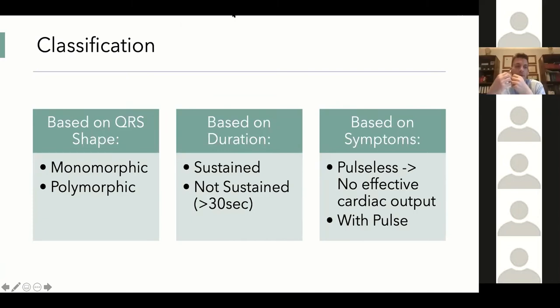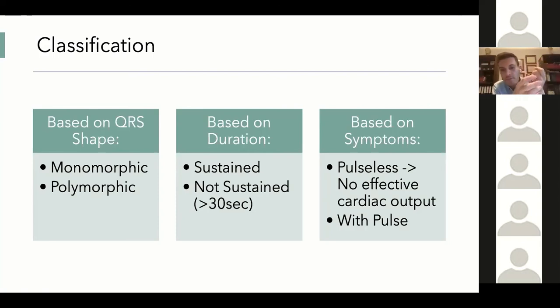The nice thing about ventricular tachycardia is that we can classify it based on the symptomatology, the duration, or the shape. If the QRS shape that occurs in the tachycardia is constant, so every QRS looks the same at the rate of 120 to 200, then we have monomorphic ventricular tachycardia. Polymorphic is when you have multiple variants of the QRS appearing in the tachycardic strip of the ECG, okay?